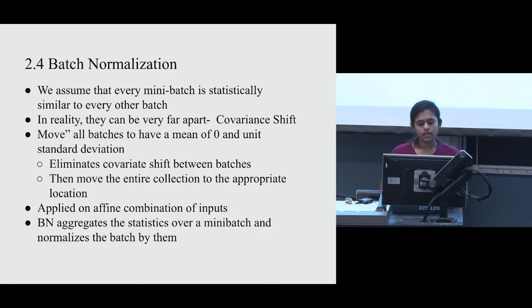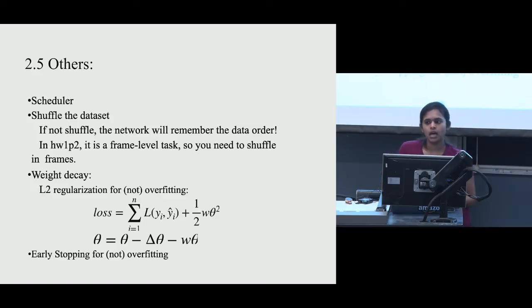And this is done after the affine combination of inputs. So in a neural network, you first have inputs, then you perform an affine combination, and then you apply activation. So batch norm is done before the activation, which is you have the batch normalization layer at the Z part of your neural network. It aggregates the statistics over a mini batch and normalizes the batch by them. That is a very broad overview of what batch normalization does. Probably you will have half a lecture covering batch normalization where you'll understand the math behind it and how to go about it.